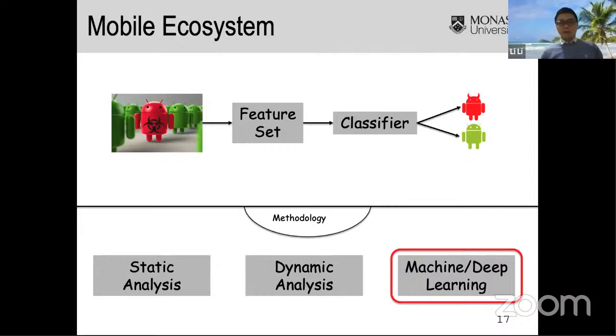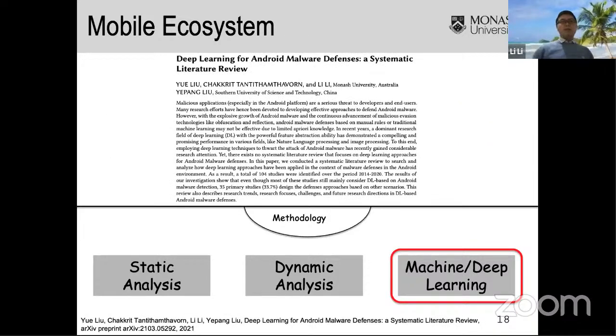The final approach is a very hot topic in recent days. It's called machine learning and deep learning based approaches. Machine learning techniques in the mobile domain are mainly proposed to detect malware or malicious behaviors in Android apps. The idea is quite straightforward. It starts by extracting some features from given Android apps, and then leverages classifiers to differentiate malicious apps from benign ones. This literature review paper also details the recent works in this direction. If you want to know more, please have a look.